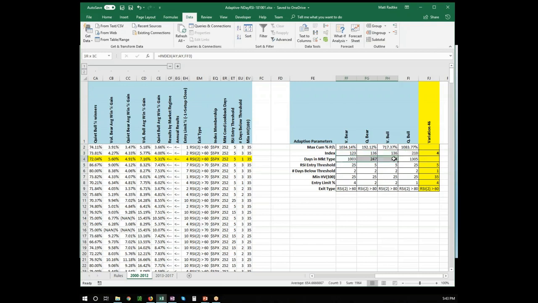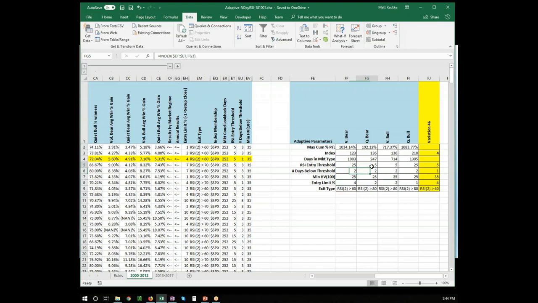This is just repeated data from what we talked about earlier in terms of the days in each market type. But then this is where the important stuff is. This is our parameter selection for each of those different market regimes. So when we're in volatile bear, if we want to pick the variation that had the best cumulative percent P&L over that 13-year time period, we would use an RSI entry threshold of 25, below the threshold for 2 days. We need minimum HV of 25, and we want to use a 4% limit order.